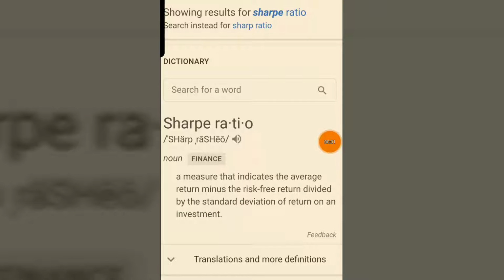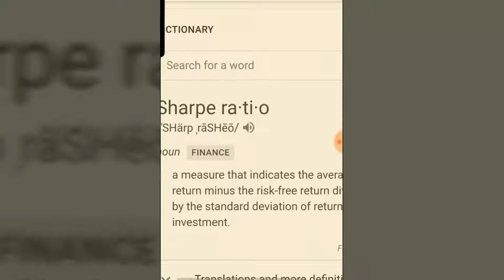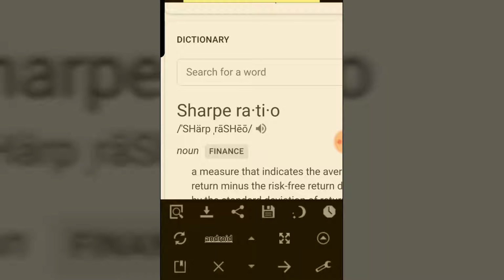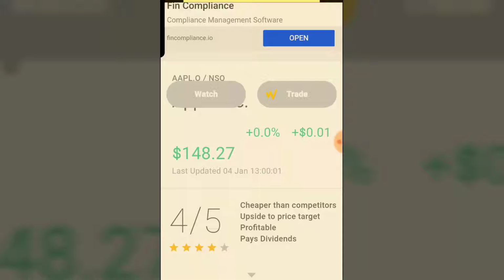So the Sharpe ratio is a measure that indicates the average return minus the risk-free return divided by the standard deviation of return on an investment. This is a pretty good tool that I use myself. So the higher the Sharpe and Sortino ratio, the better. That means there's more upside for profit versus the downside.